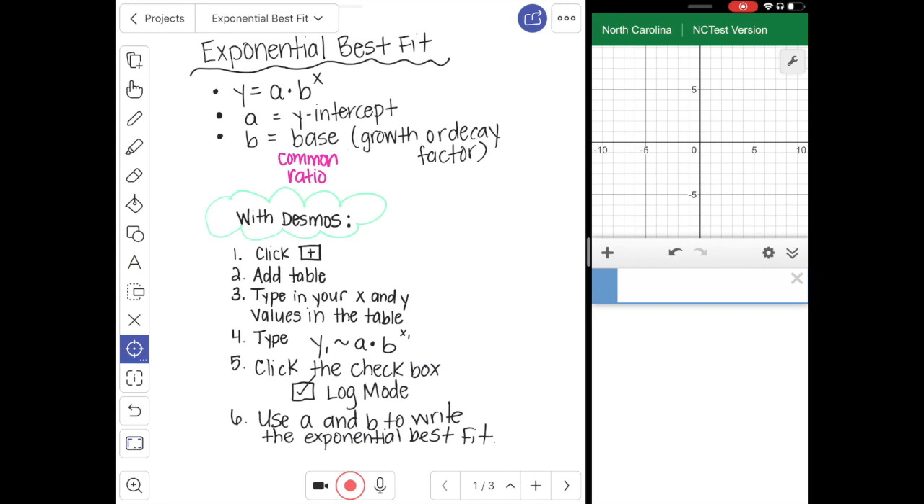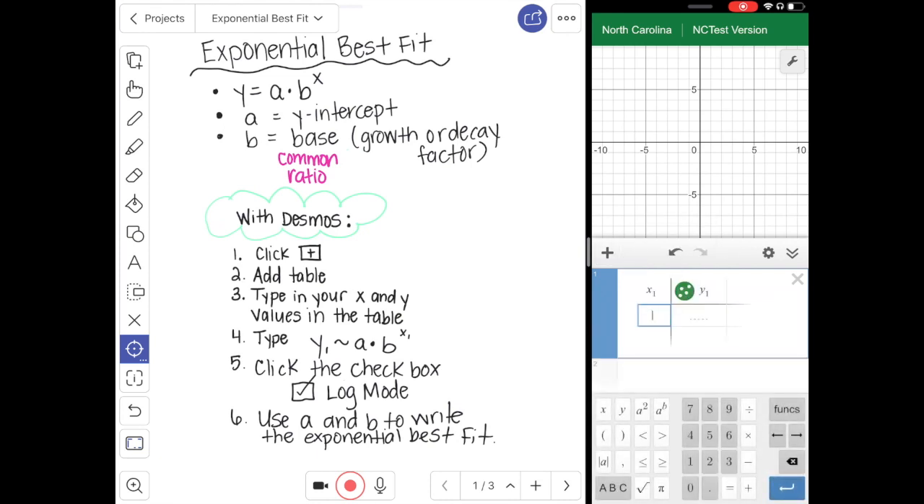So, just to review some steps in putting this into Desmos, the first thing you're going to do is click that plus button. And when you click that plus button, it's going to give you an option to click table. Now, once you have put in your x and y values, we're going to put in the formula y1, that similar symbol. I use the word squiggle in class just because that's how kids remember it. A times b raised to x1.